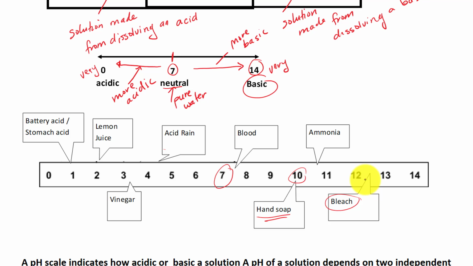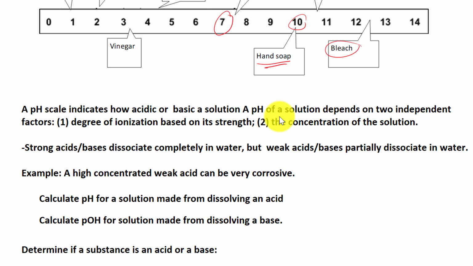So that is the pH scale. Now, we learned that the pH scale indicates how acidic or basic a solution is. But the pH of a solution depends on two independent factors. They are not related to each other, okay? The first one is the degree of ionization based on its strength, either strong or weak. And as we just observed, a weak acid would dissociate very little.